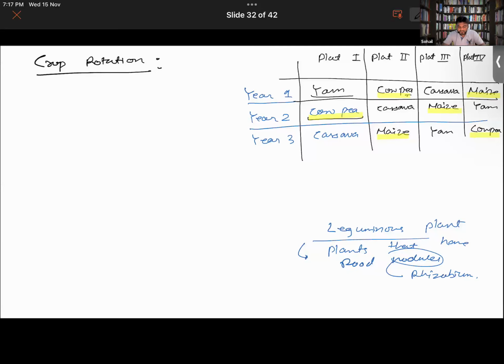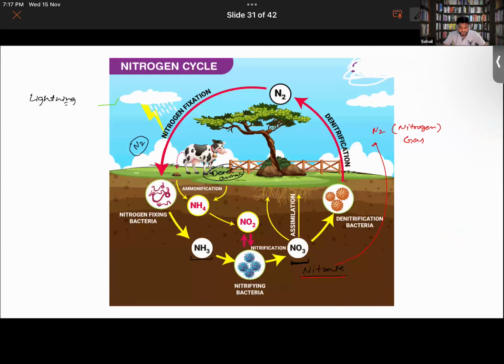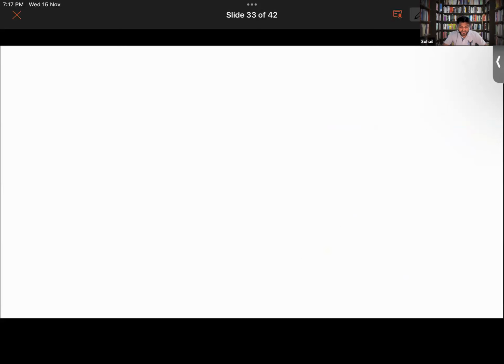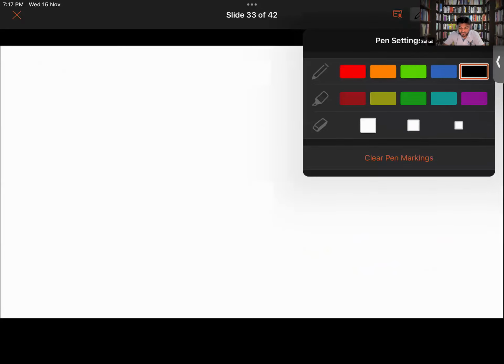So these are some natural means. Apart from these, we add vermicompost also. What is vermicompost?